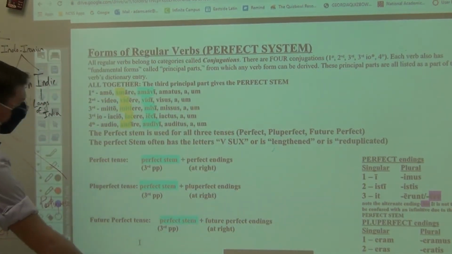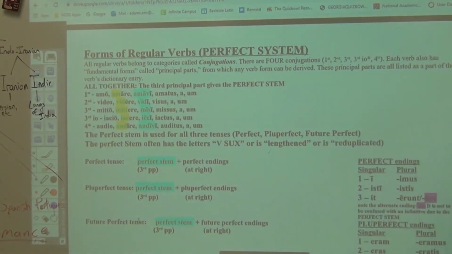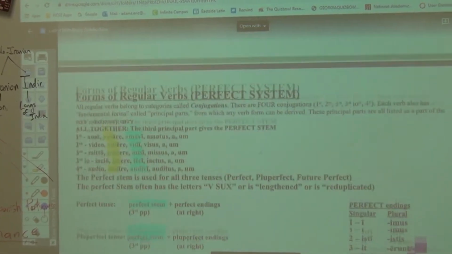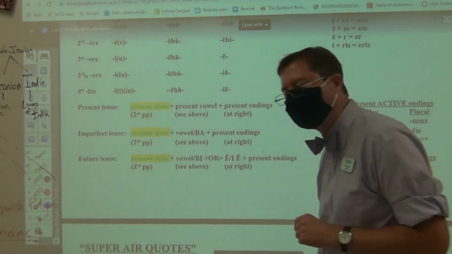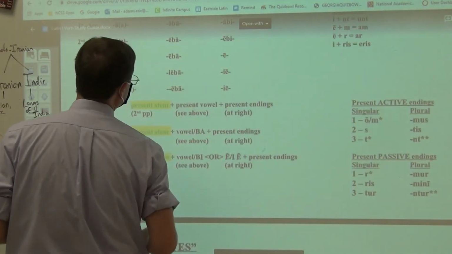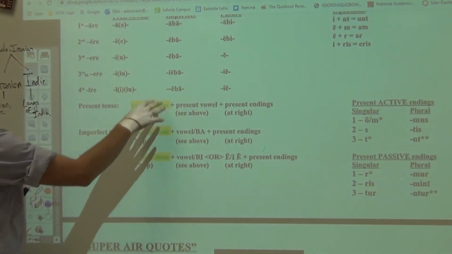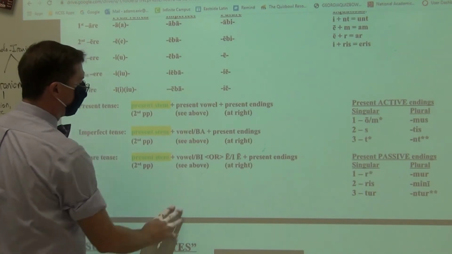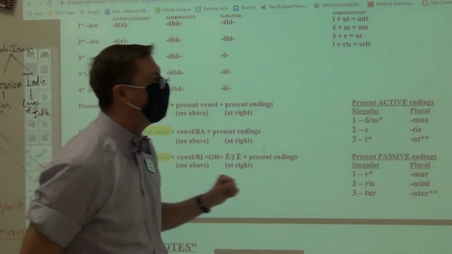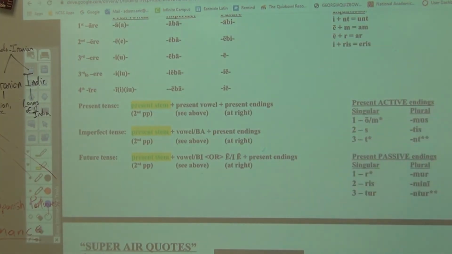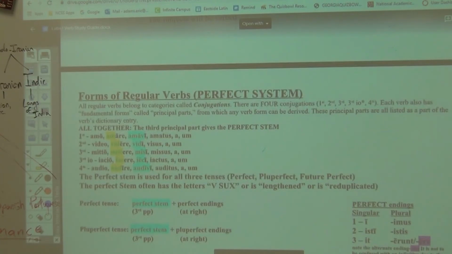Now, lots of people, myself included, in many ways like the perfect system better than the present system. And I'll show you why. In the present system, there are lots of things that can confuse you. Most particularly, those rascally vowels. That long E, or the vowels in front of a BA, and stuff like that. So there are a lot of moving parts. In the perfect system, there are only 2 parts. And those 2 parts are stem and ending.